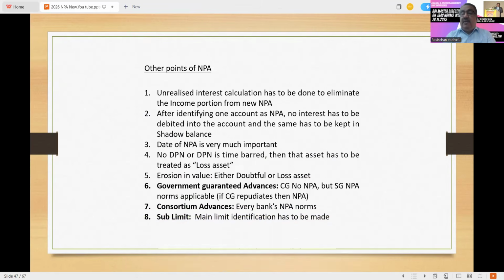And with reference to sublimit, you have to add all the limits of all branches, then arrive at the NPA.